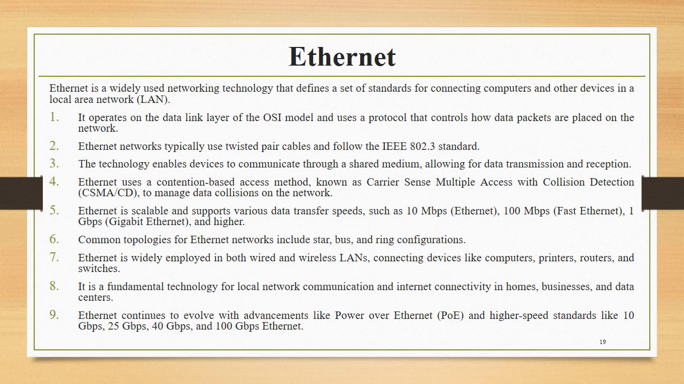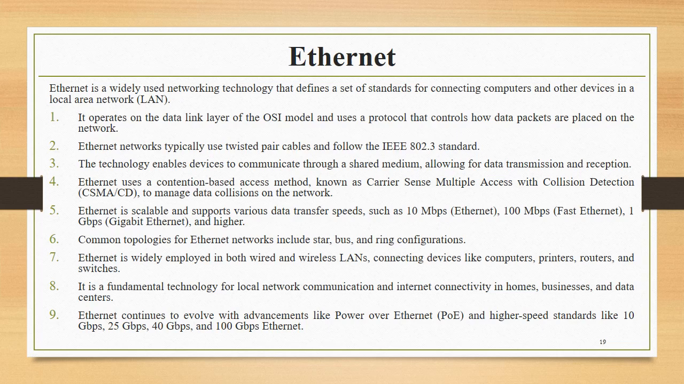Ethernet. Ethernet is a widely used networking technology that defines a set of standards for connecting computers and other devices in a local area network, LAN. 1. It operates on the data link layer of the OSI model and uses a protocol that controls how data packets are placed on the network. 2. Ethernet networks typically use twisted pair cables and follow the IEEE 802.3 standard. 3. The technology enables devices to communicate through a shared medium, allowing for data transmission and reception.